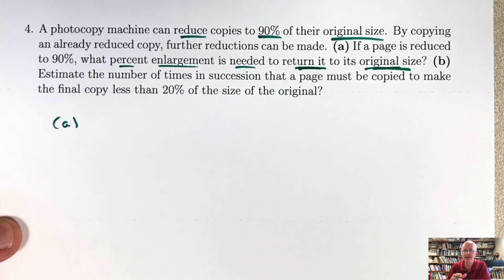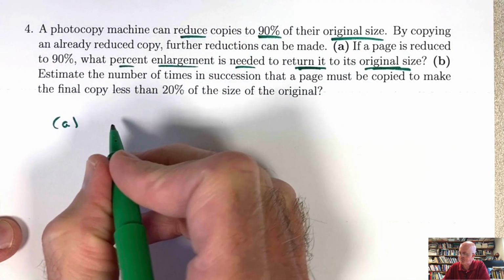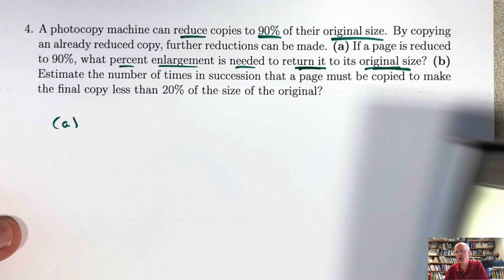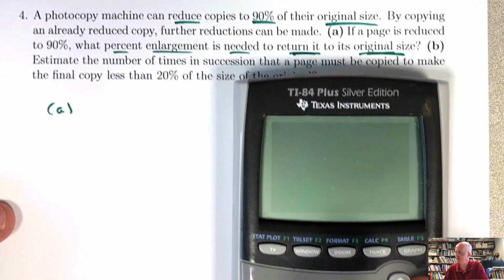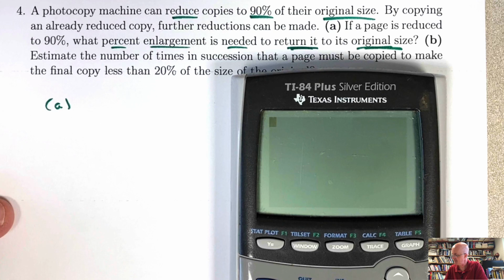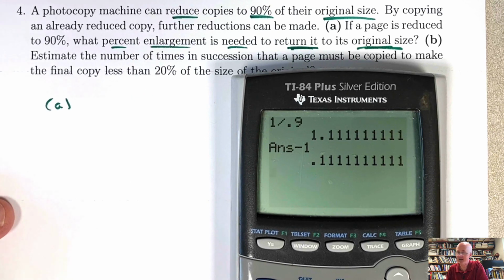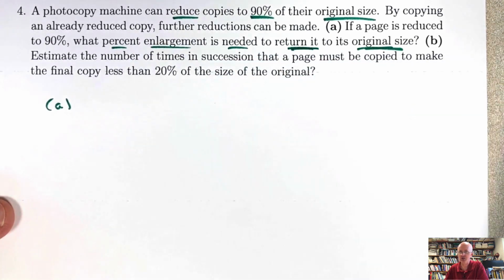Percents are always relative to something, and that's the key thing. Maybe you know intuitively what to do. Is this your intuition? Maybe you know you should do 1 divided by 0.9 and then subtract 1 from that. The answer is about 11.11%. That is the answer. Could we justify that without intuition?